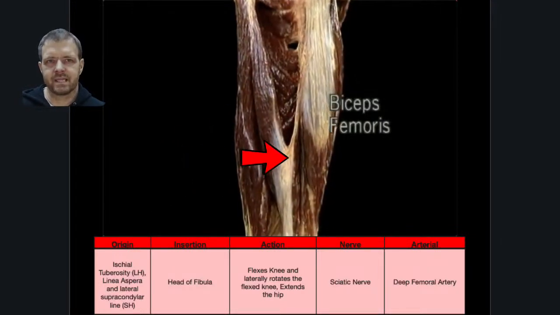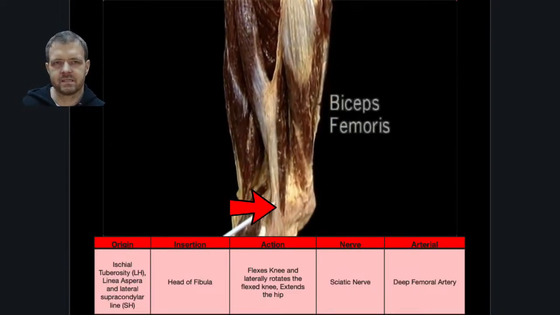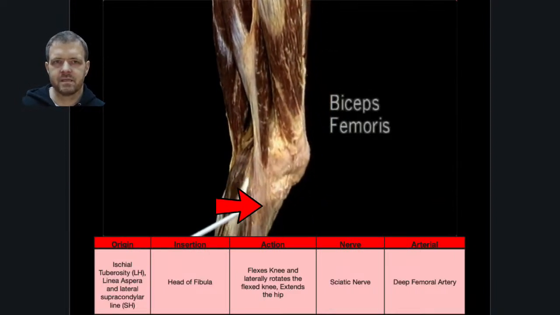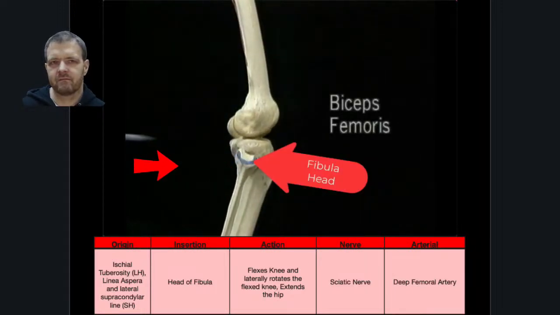And then they both join together. So you can see them joining together here, two heads joining. And then there's your tendon for biceps. And then it merges onto the fibular head just there.